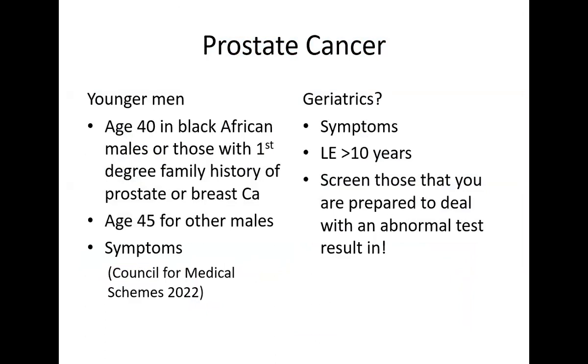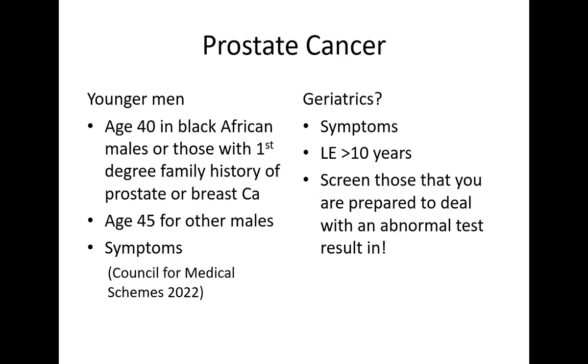This is what the medical aids will pay for. And believe me, they read all the guidelines. So if you're very lazy and you don't feel like reading the evidence, just see what the medical aids will pay for. So we know that Black African men are higher risk. So certainly those age 40 onwards, anyone who's got a family history, and a family history of breast cancer, because there's obviously genetic links. Otherwise, age 45 and people with symptoms, that's what they'll pay for.